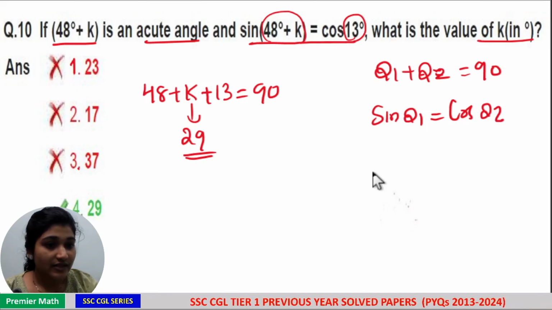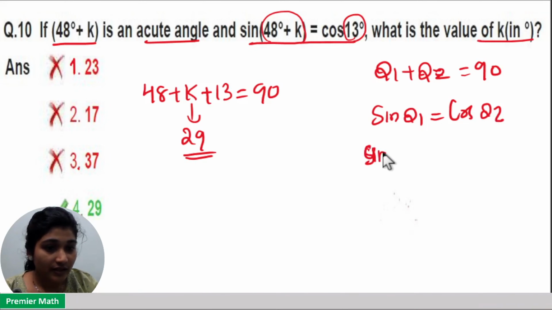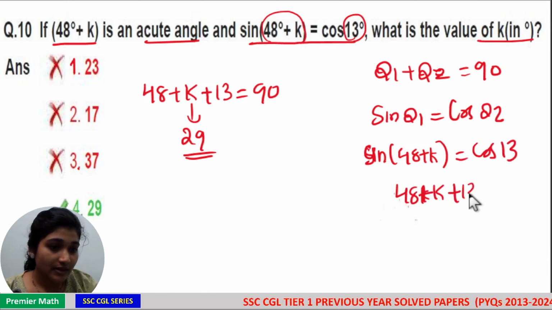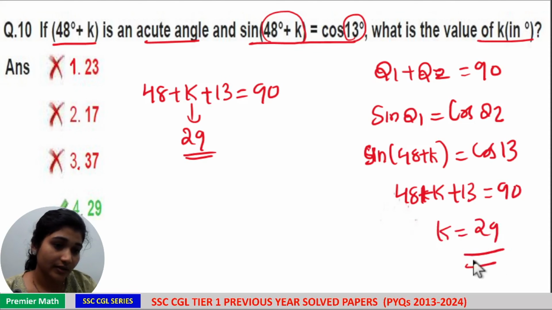So when sine theta equals cos theta 2, here sine of 48 plus k equals cos of 13, which means here 48 plus k plus 13 is 90, k equals 29.